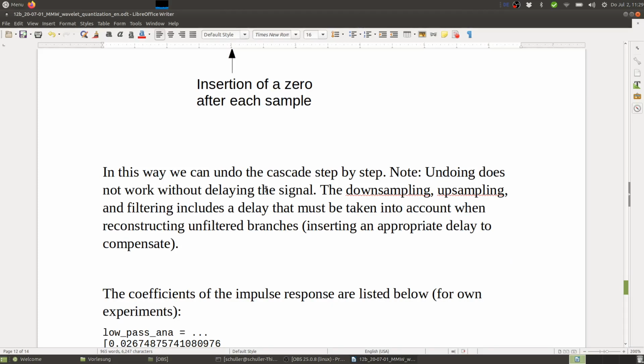Note that undoing does not work without delaying the signal. The downsampling, upsampling, and filtering includes a delay that must be taken into account when reconstructing unfiltered branches, right? Inserting an appropriate delay to compensate is important, because remember, the higher branches are not further decomposed, they stay, but the lower branches, the lower frequencies, they are further decomposed, and that means they will also get a corresponding delay. So we need to compensate for that.